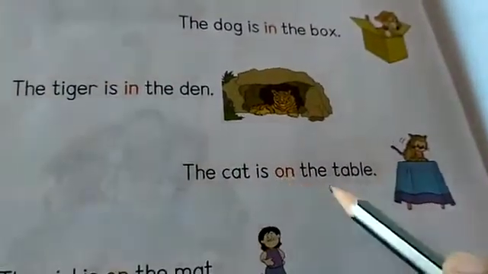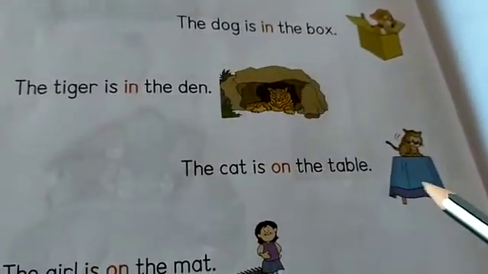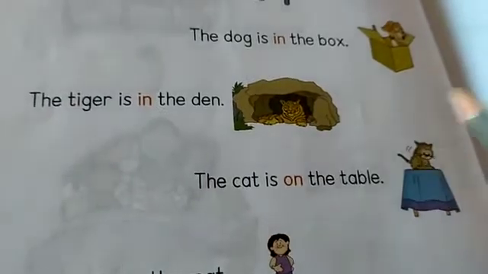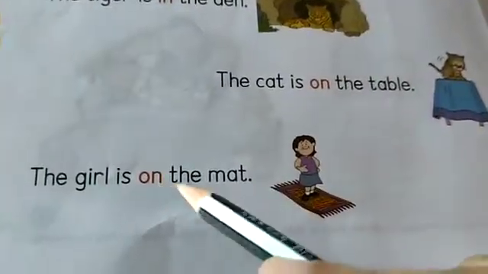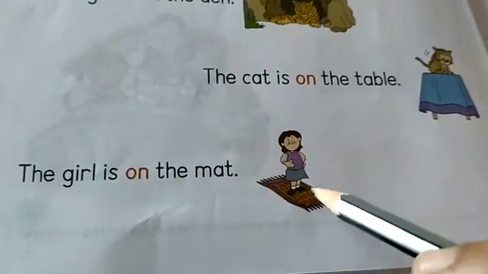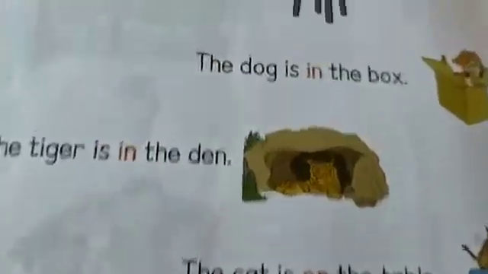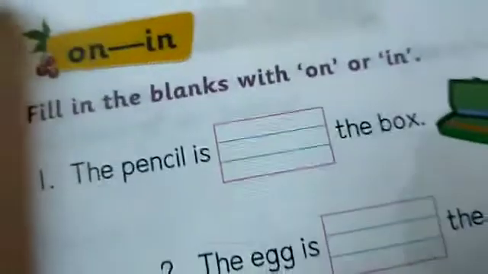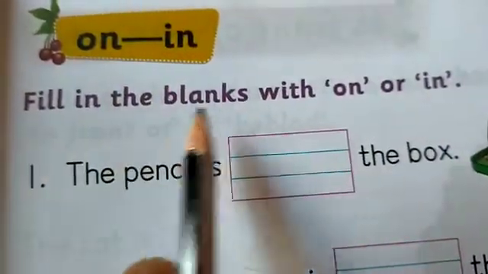The cat is on the table. See, here a table is there. The cat is on the table, sitting on the table. The girl is on the mat. This is a mat and the girl is on the mat. Let's see some more examples. On, in. Fill in the blanks with on or in.